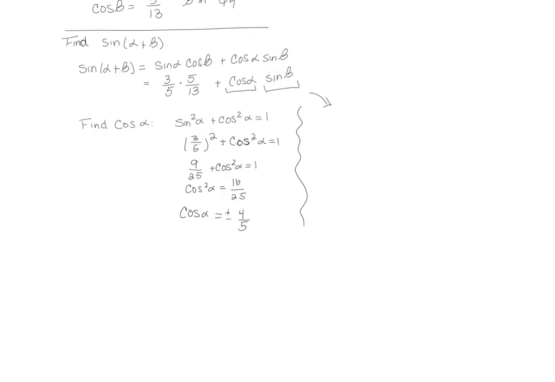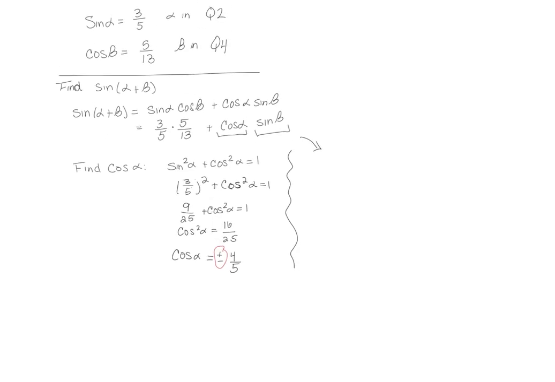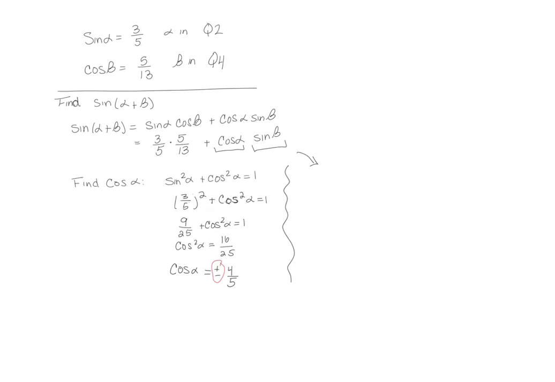Here's a common mistake to watch out for. When you square root both sides, when you have cosine squared of alpha equals 16/25, remember that when you square root both sides, you get a positive and a negative answer. Now, cosine is an x value. It can't be both of those at the same time. But if we remember that alpha is in quadrant 2, then we know that cosine of alpha equals -4/5. So let's grab this value and hang on to it. We'll put it back into our equation in just a minute.